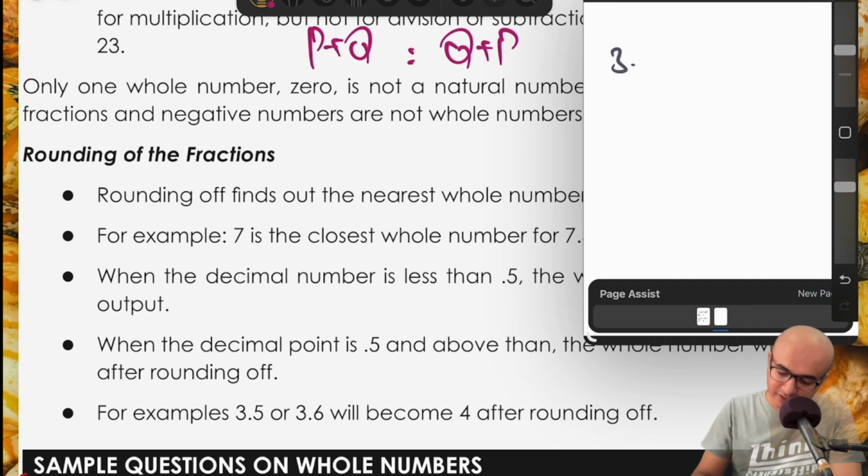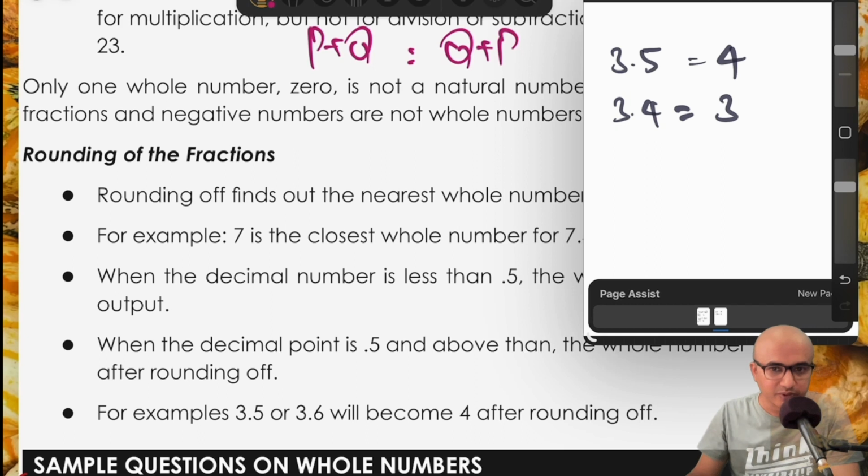So now in this case 3.5, since it is equal to 0.5, it becomes 4. Round up. 3.4 rounds down, which will be 3. So that is the whole funda behind the rounding of decimals. The only thing is we have to look at the decimal part. Less than 0.5, round down. Equal to 0.5 and above, then round up.